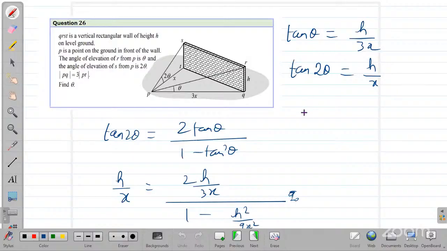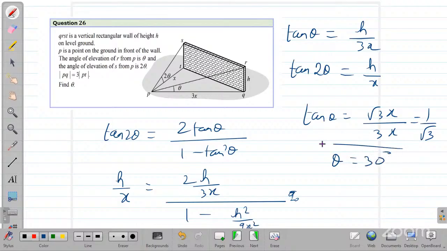Now, so tan theta is square root of 3x divided by 3x, which is equal to 1 over square root of 3. So theta equals 30 degrees. Already I've got the answer as 30 degrees. Is that right? You did this problem already. And the answer is 30 degrees.